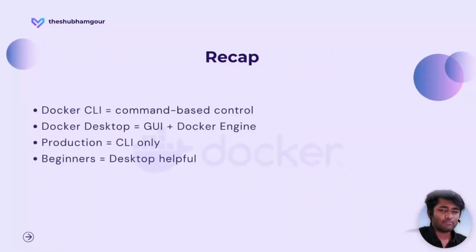Right? Now, whatever we learned so far, let us do a quick recap. We learned about Docker CLI. Docker CLI is a command-based environment that helps us interact with the Docker engine, right? Docker Desktop is Docker GUI plus Docker engine. So whatever we do by running the command, it gives us a visual representation. And we learned that in production, Docker CLI is used. And when to consider Docker Desktop: when you are new to Docker and you want to view things visually, you can prefer Docker Desktop, right?